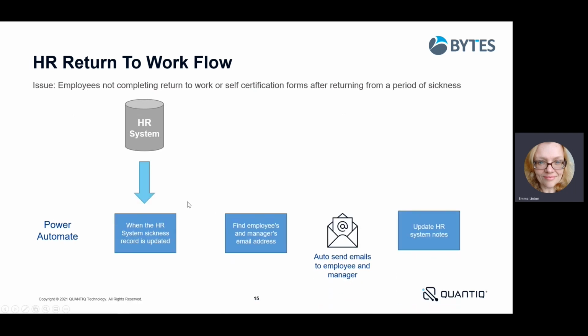We said when the HR system is updated, when we actually get the sickness record is closed, then the Power Automate finds the employees and the manager's email addresses. It automatically sent emails out to the employee and the manager. And then when they responded, it updated the HR system notes. So it sort of went back into the HR system and said, we've sent the email on this date. Oh, and if they respond, we've had this information as well.